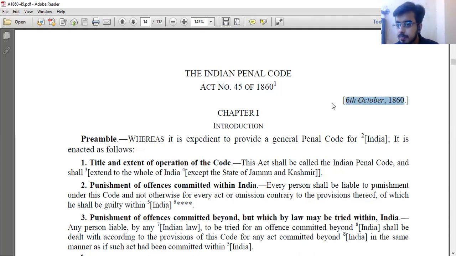Next, you will find a date mentioned at the side. Now, what is this date? This date is the date on which this particular act was passed. Now, let's get ahead with the Bare Act.